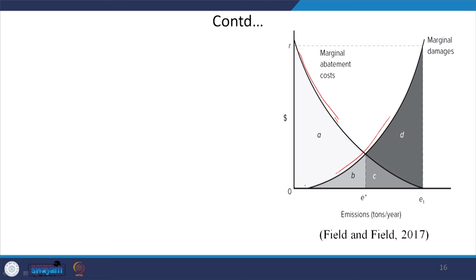Why are marginal damages not starting from zero? Because nature also has certain absorption capacity. That is why, whenever pollution starts, it may not actually affect the society, it may not actually harm or damage the society itself. So, after this point of natural absorption capacity, we find the marginal damages.